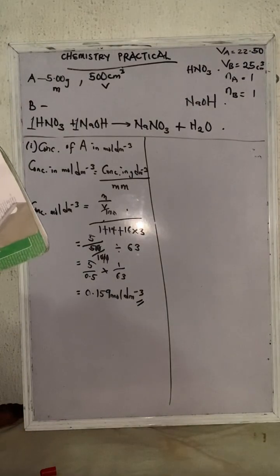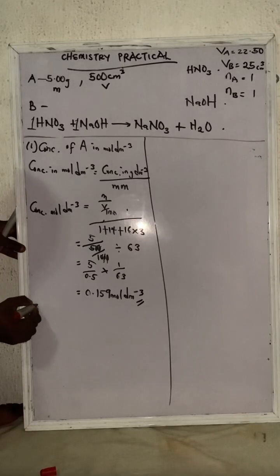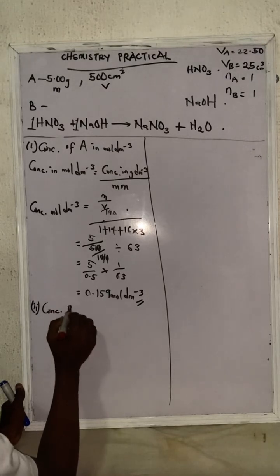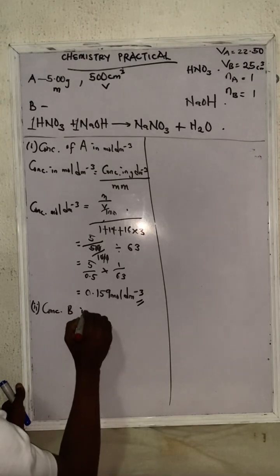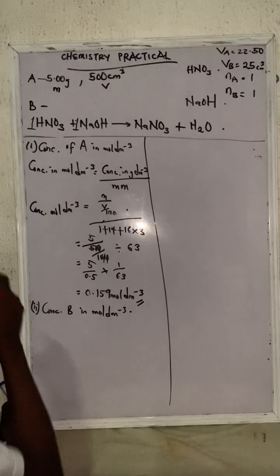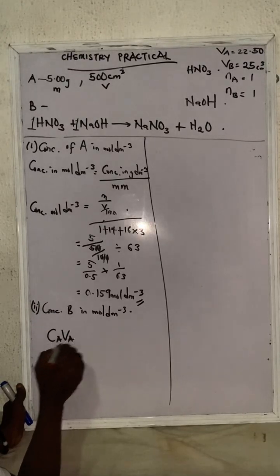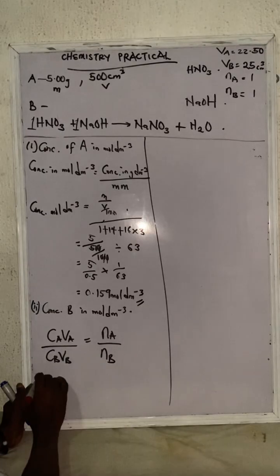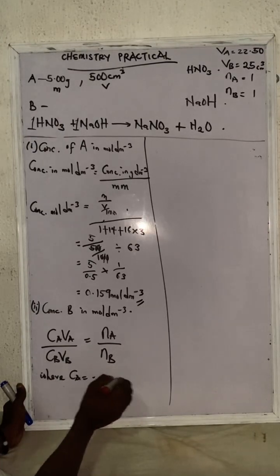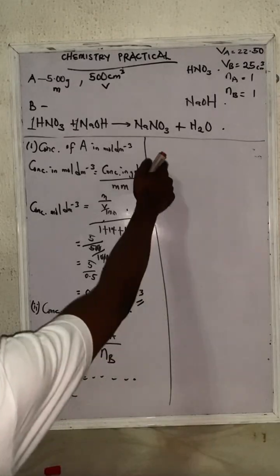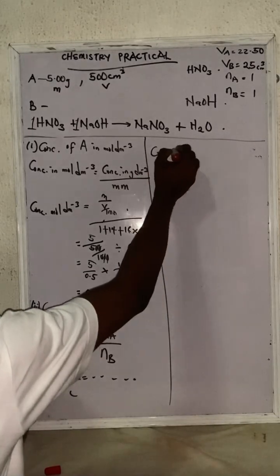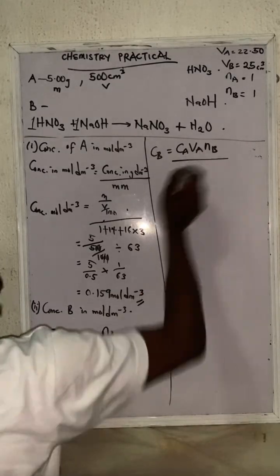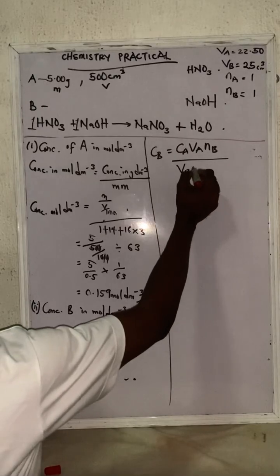So in the next question, we said find the concentration of base in mole per dm cube. We are looking for the concentration of B in mole per dm cube. Don't forget I told you, CAVA over CBVB equals NA over NB. You must write all these things. So from this I can derive that CB equals CAVA times NB over VB NA.